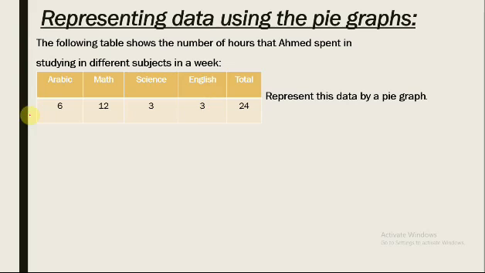To represent this data, we need to understand it first. Total 24 hours in 1 week. For the Arabic, he studies 6 hours in a week. For the math, 12 hours per week. For the science, 3 hours per week. English, 3 hours per week. We need to remember that when we represent using the pie graph, we need fractions. Need to divide the circle into fractions.